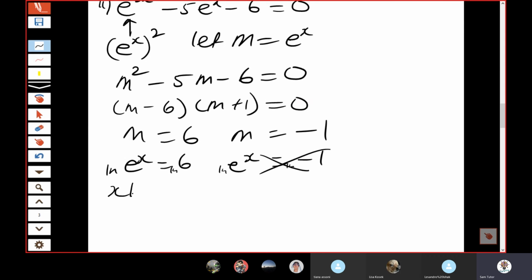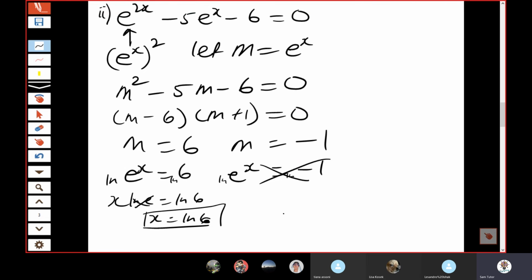This one here, log e is just 1. So your answer is just log 6. Copy that down. Let me know if you've got any questions. And then we're just going to pretty much do another 2 and we're done with logs and exponentials for today. No questions?